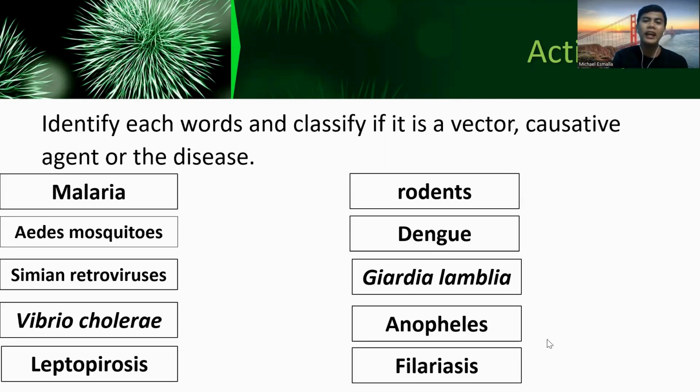All right, now for our second activity, I want you to look at these words, guys, and I want you to identify or classify these words if it is a vector, a causative agent, or the disease itself. So we already have discussed what these three terms are, right? The vector, causative agent, or the disease, or the vector-borne disease. So again, I want you to classify these words. I want you to pause this video again, and we will be checking your answers later.